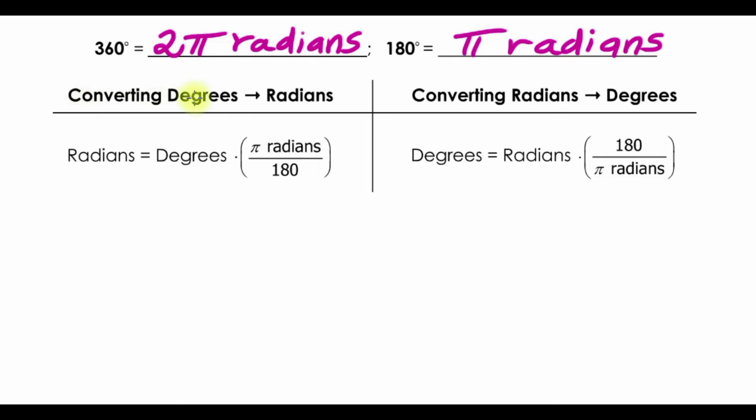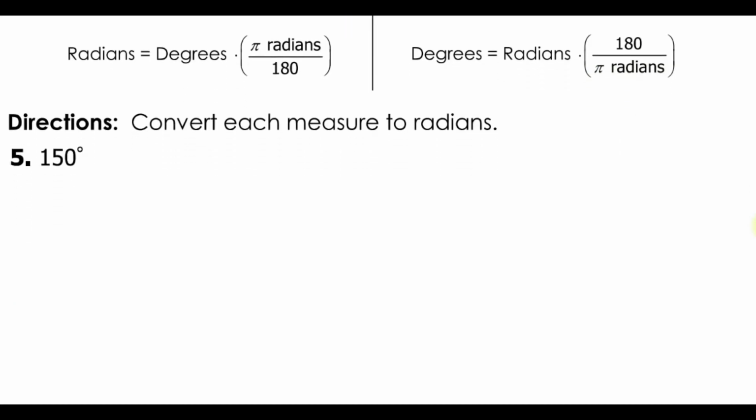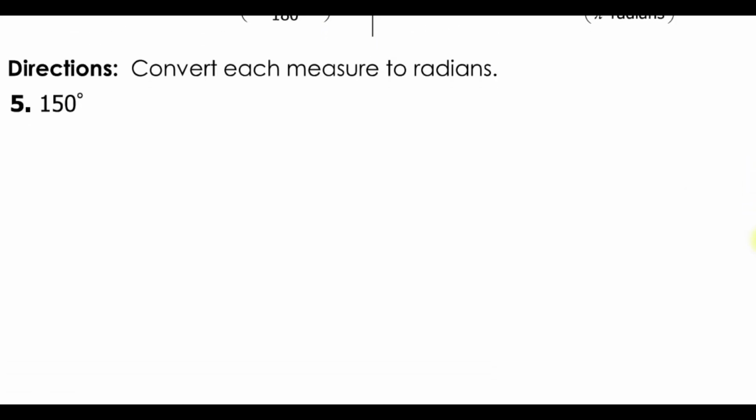So converting degrees to radians, you take the given degree and you're going to times it by pi radians over 180. And then to go from radians to degrees, you take the given radians and you times it by 180 over pi radians. Okay, so let's take a look at this example. It says to convert each measure to radians.